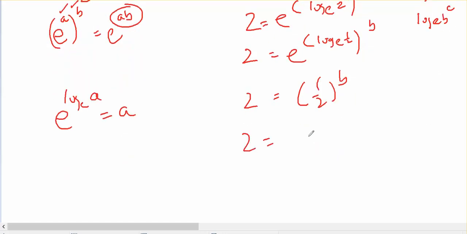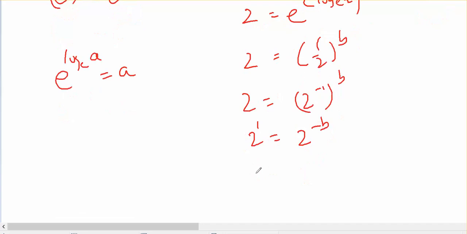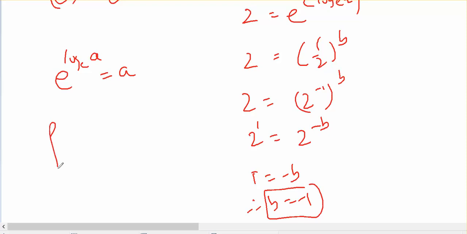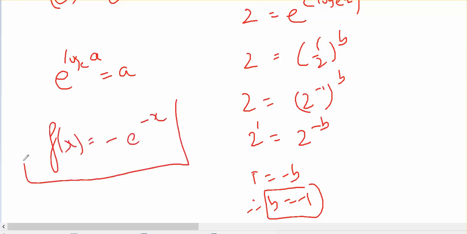So 2 equals 2 to the -1 b, 2 equals 2 to the minus b, equating powers, 1 equals minus b, therefore b equals -1. Okay, so f of x equals negative e to the minus x. That's the first bit done.